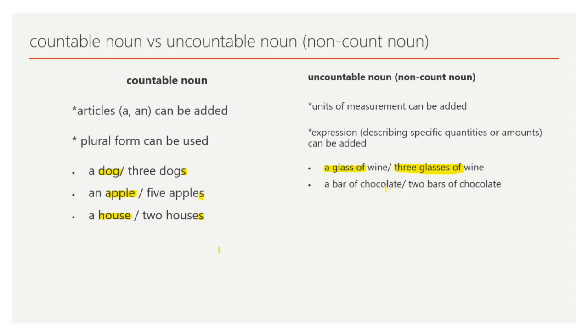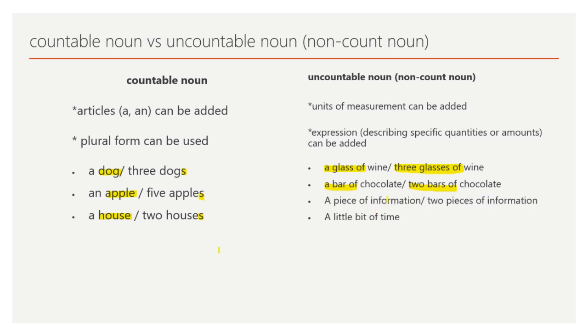Chocolate is also uncountable. If you add a bar of in front of chocolate, it becomes countable. It means only 1, right? Only 1 bar. Or you can say 2 bars of chocolate. It means more than 1, right? So you can count it.